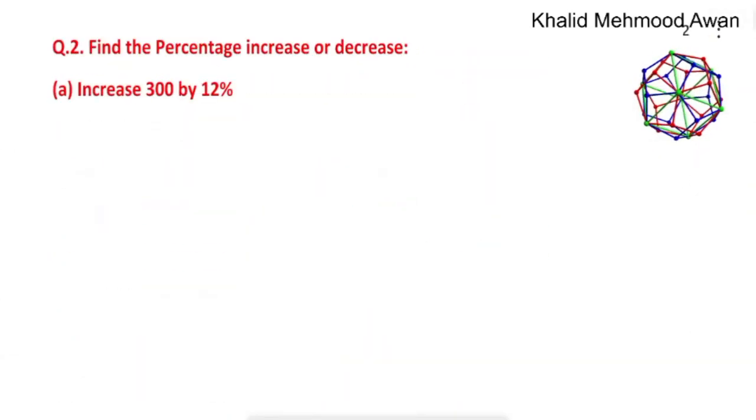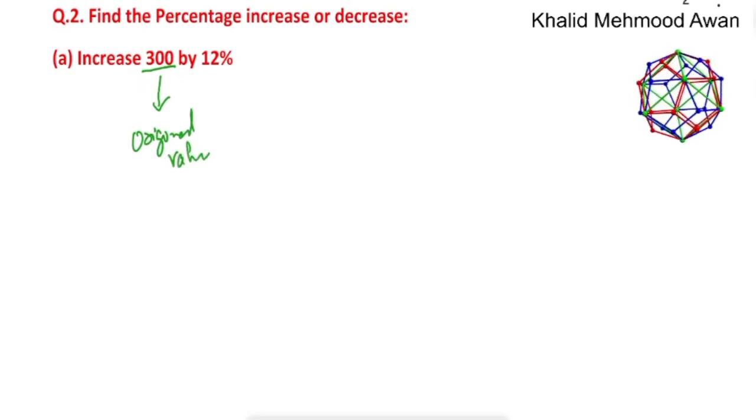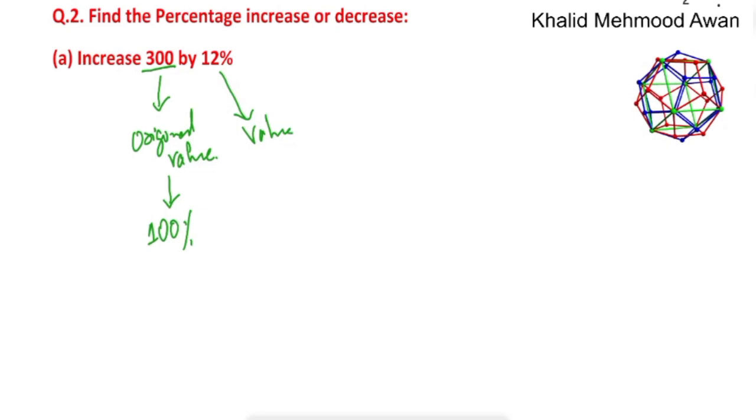Now looking at another problem. This is asking for the percentage increase or decrease. So the first problem says increase 300 by 12%. So it means this is the original value. Original value, so it must be 100%. Now the 12% value we don't know.